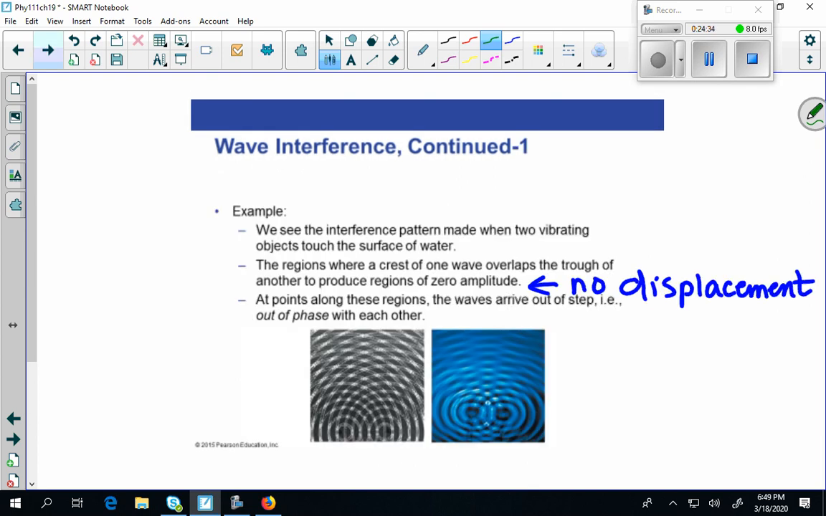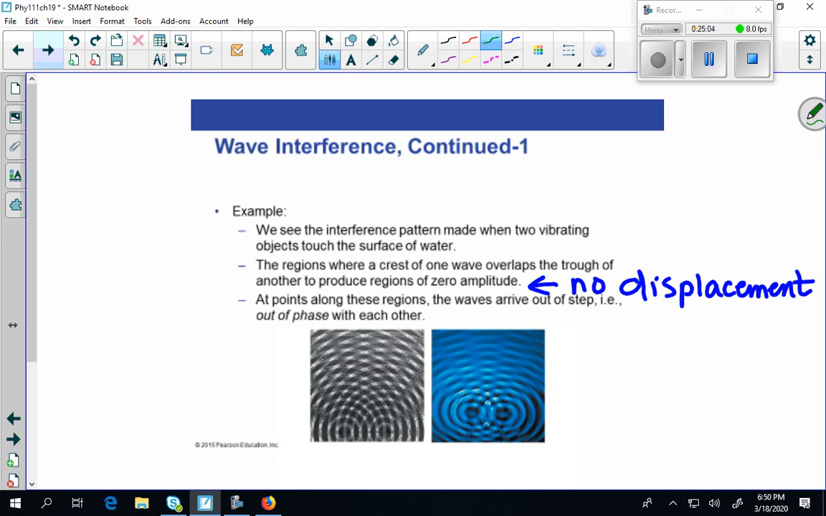So here's an example of some light waves interfering, and you can look at these patterns. You have access to this video. You can look at it however long you want. But what you can see here is the interference pattern that is made up. This is actually not light waves. This is when two vibrating things, like for example, that tuning fork, touch the surface of the water, and we're making water waves here.